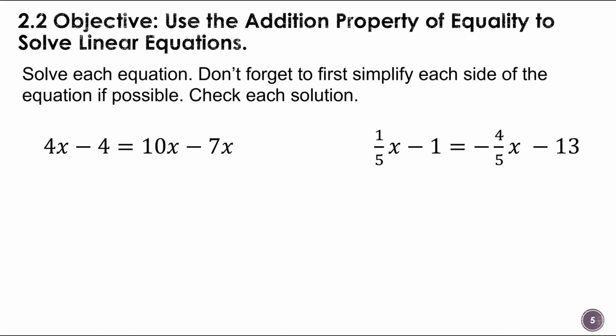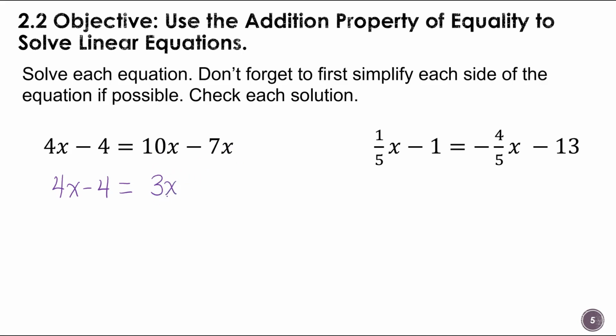Okay, so now the equations are getting a little more complicated. Remember, you can always check solutions as you solve. I'm not always going to show that, but you certainly can check as you go. We have to simplify some first. We have like terms on the right-hand side, so I'm going to go ahead and write the left-hand side of the equation. 10x minus 7x is 3x.